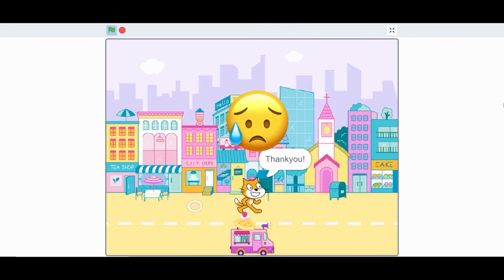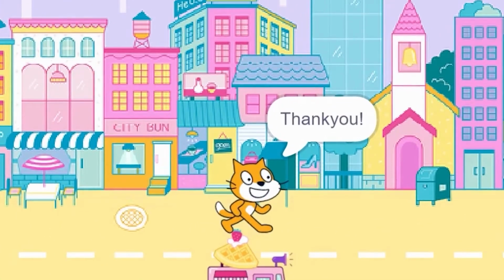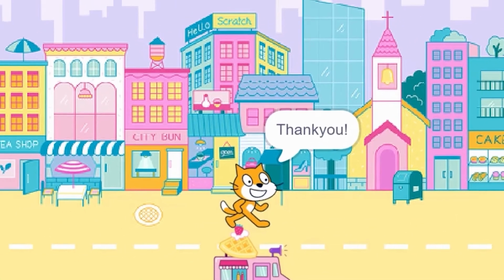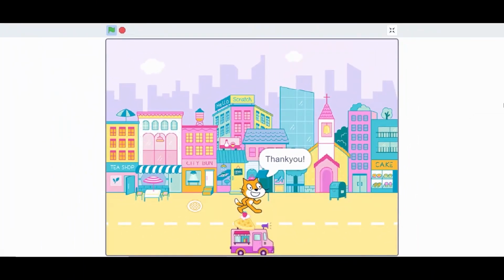That was a lot of traveling, right? And hey look, the cat is thanking you for the treat. I hope that the Scratch coordinate system is clear now, and next we shall see the code to make this all happen.